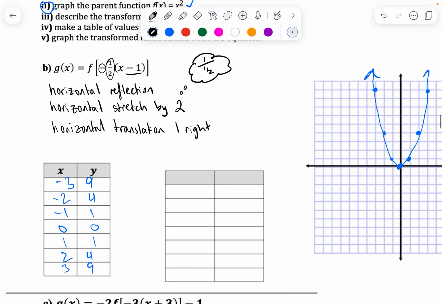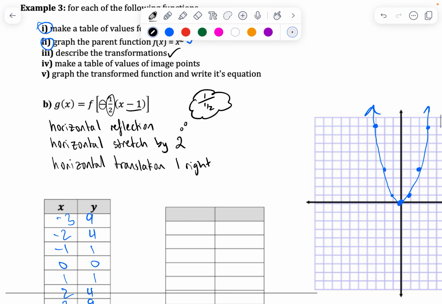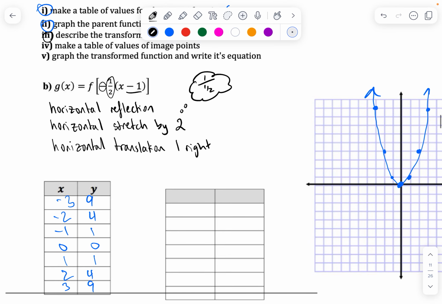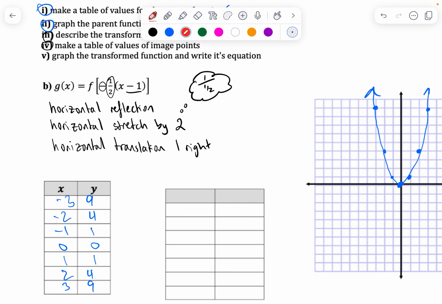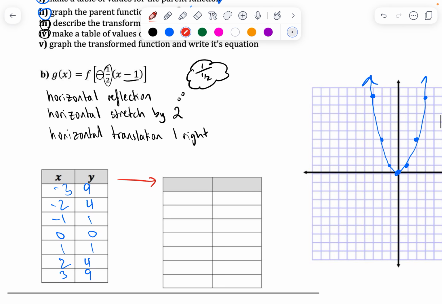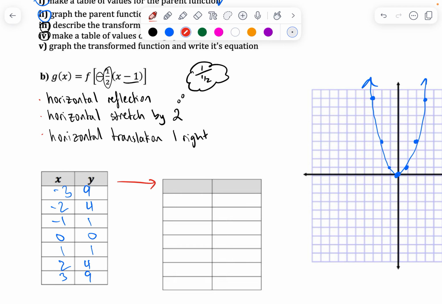Okay. So in order to do this, we've described the function. Now we're going to make a table of values of the image points. So first we have to do that mapping statement. So one, I can see that everything's horizontal, so the y values are just going to stay y. Okay? Now the x values, there's a horizontal reflection, so x is going to be negative, so opposite. Horizontal stretch by 2, so it's 2x, and then 1 to the right, plus 1. So negative 2x plus 1. Okay?